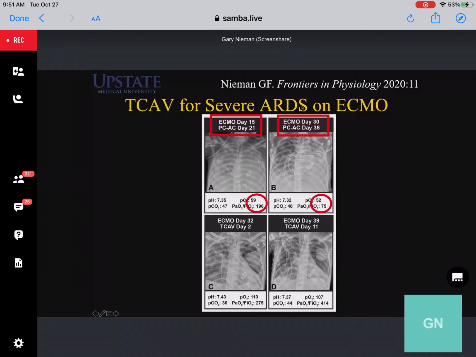You can see, obviously, the whited out lung. We got a little bit of recovery here, but still a very, very sick lung. Now notice we went on TCAV for 2 days. The lung is starting to recruit. You can see the lung opening up. The whiteout is starting to decrease, and PF ratio goes up to 275. On day 11, the lung is fully recruited. PF ratio is 414. The patient was decannulated, extubated, and went home.